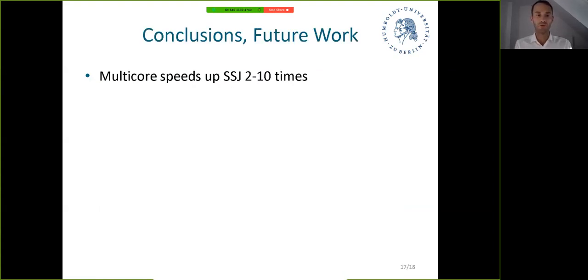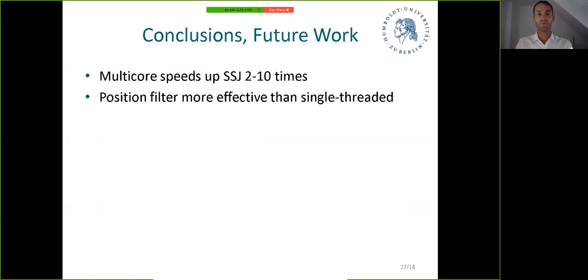What are the conclusions? So we get speedups between 2 to 10 times in our case. The position filter is more effective than in the single-threaded case, and the hardware optimizes execution already very well.